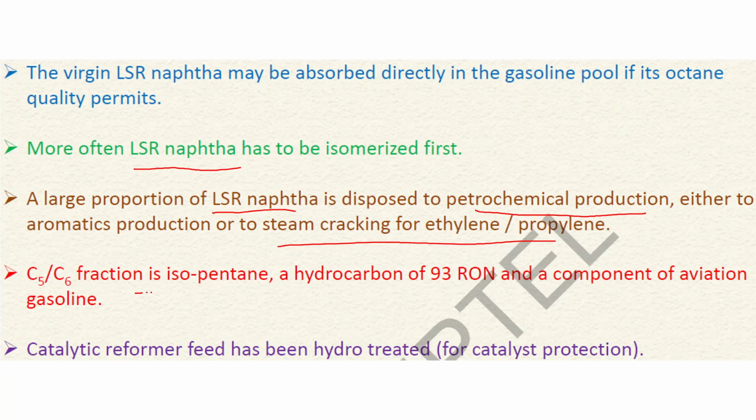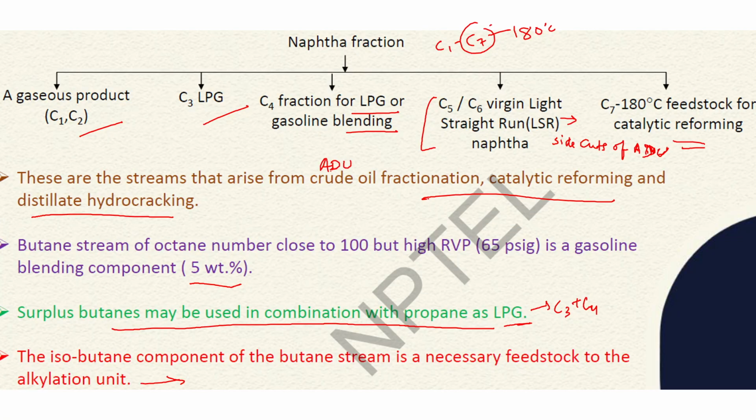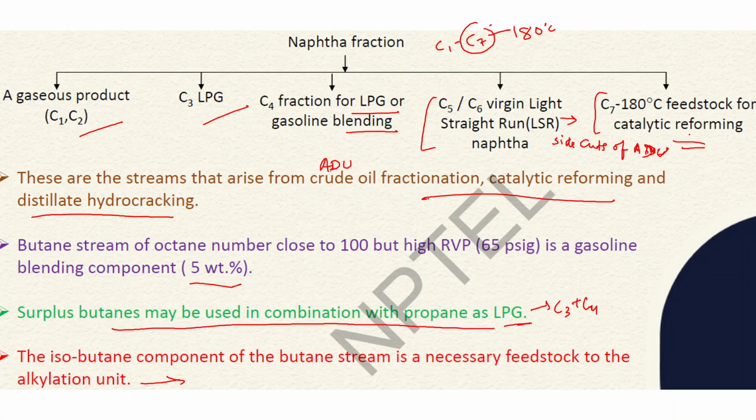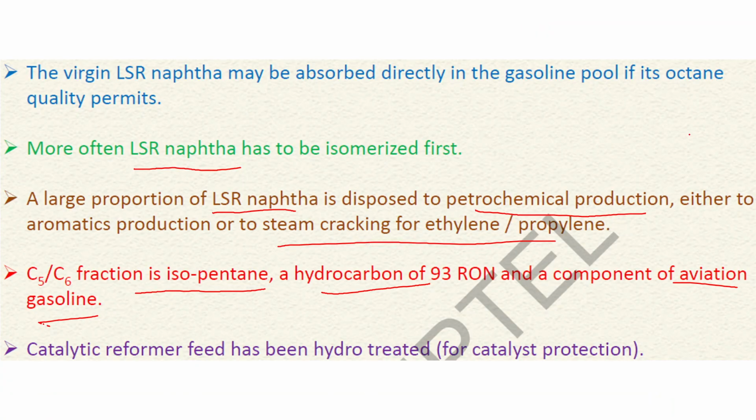Then the C5, C6 fraction is isopentane, a hydrocarbon. This C5 and C6 fraction, which is isopentane, is also used as a component of aviation gasoline. And the catalytic reformer feed has to be hydrotreated for catalyst protection. This C7 fraction needs to be hydrotreated before it is used in the catalytic reforming unit, to prevent the deactivation of the catalyst.